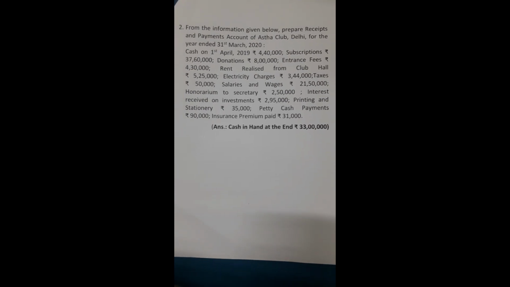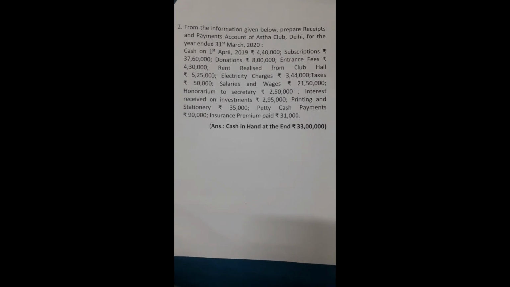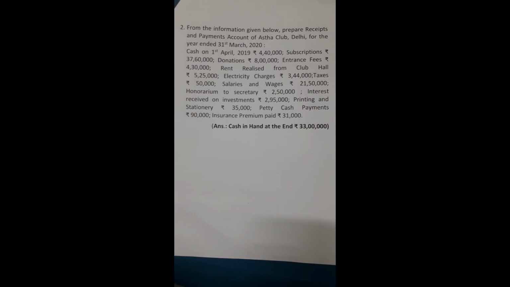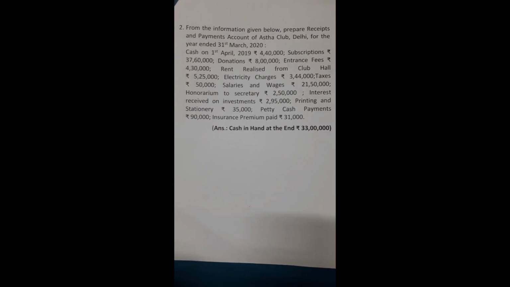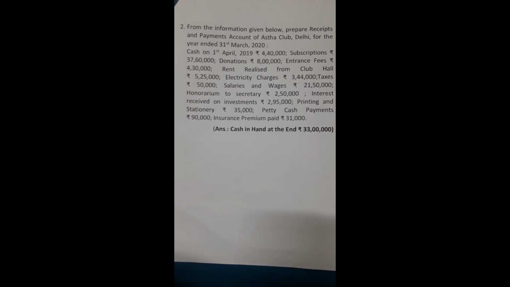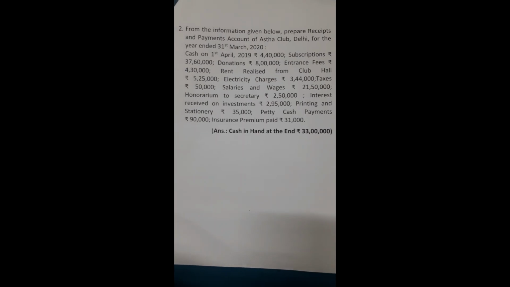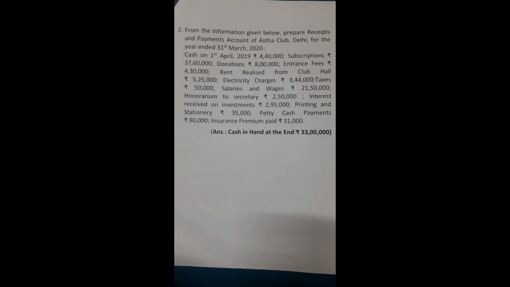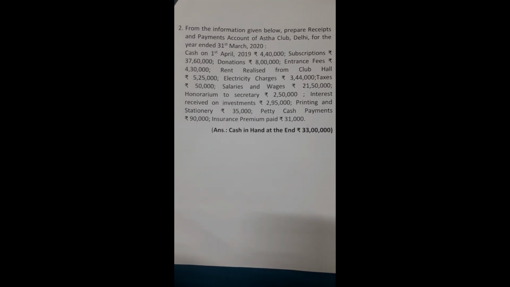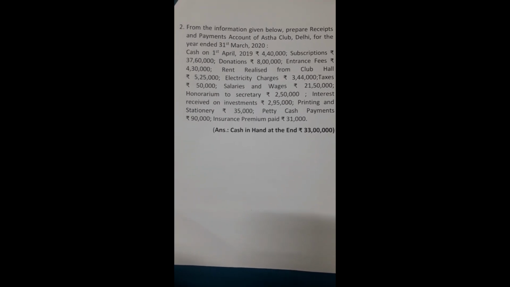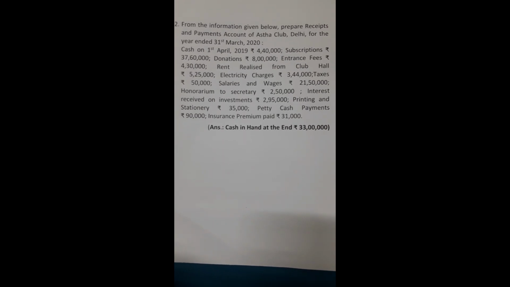From the information given below, prepare receipts and payments account of Astha Club, Delhi for the year ended 31st March 2020. Cash on 1st April 2019 440,000 rupees. Subscription 37 lakh 60,000 rupees. Donations 8 lakh rupees. Entrance fee 4 lakh 30,000 rupees. Rent realized from club hall 5 lakh 25,000 rupees.